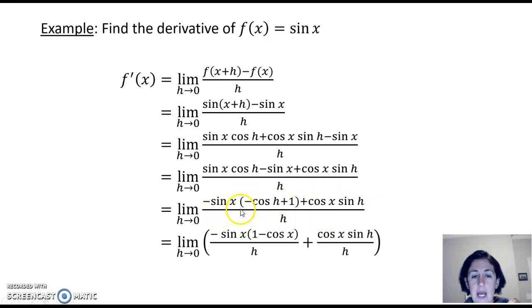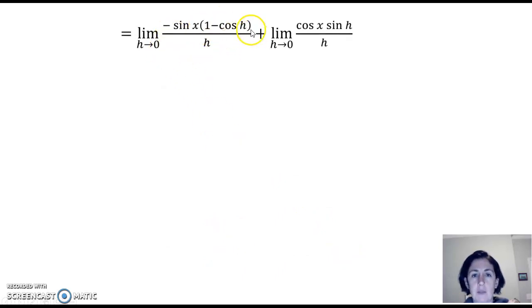Okay. So now I'm going to separate these two fractions. I'm going to take this negative sine of x times negative cosine of h plus 1 all over h, plus the cosine of x sine of h all over h. So I'm separating that fraction. If you look at it like denominators, you could add their numerators over that denominator, so I'm undoing that, if you will. Now, applying my limit laws, the limit as h approaches 0 of these two things being added together would be the limit of the first plus the limit of the second. So here I have the limit as h approaches 0 of that negative sine of x times 1 minus the cosine of h all over h, plus the limit as h approaches 0 of the cosine of x times the sine of h all over h.